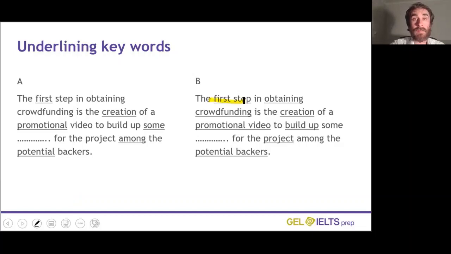The first step, so we know we're looking for something talking about a process. Obtaining crowdfunding, we could expect to see a synonym of this in the text. Obtaining, we have getting, for example. The creation of a promotional video. So this is an important noun in the text, and creation may be a verb in the text. Of course, build up is especially important because it's the verb that our answer is the object to. For the project and among potential backers. So we're going to be looking for a part of the text that contains all or most of these keywords as synonyms or paraphrasings.